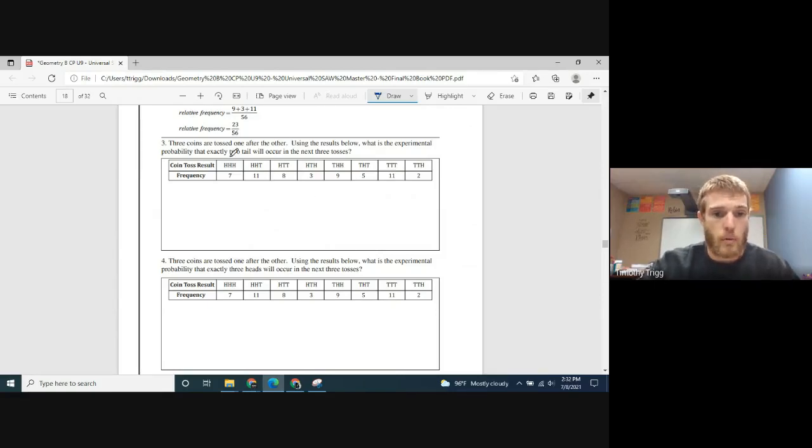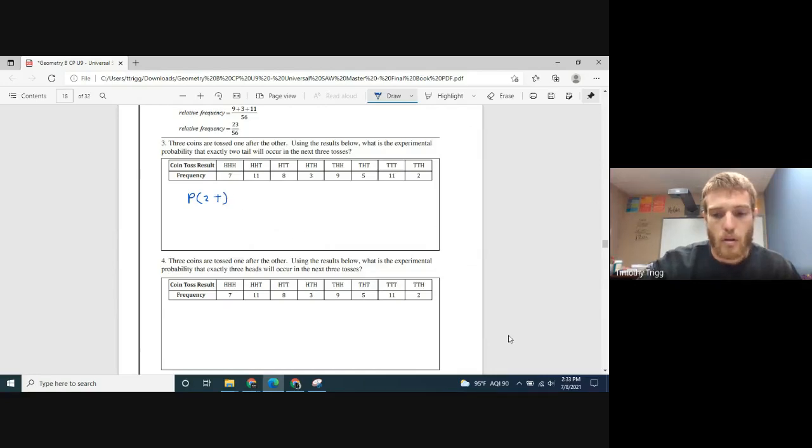So that's what these mean. So the frequency means that's the number of times it happened. So, I flipped 3 coins and it happened 7 times where you got heads, heads, heads. So that happened 7 times. Heads, heads, tails occurred 11 times, so on, so on. So using the results below, what is the experimental probability of exactly 2 tails will occur in the next 3 tosses? So we're doing the probability of exactly 2 tails. Okay, so 2 tails.